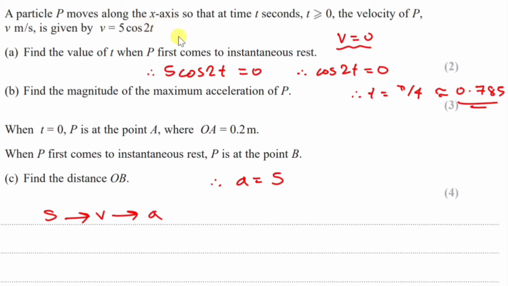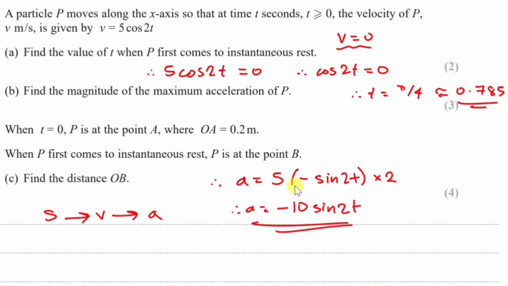So let's put this in brackets, minus sin 2t. And then you've got a 2 inside, so when you differentiate that you get 2 outside. So it'd be times 2. In other words, you're just going to get 5 times 2, which is 10. It's going to end up becoming minus 10 sin 2t. That's really it. So now we've got this value.